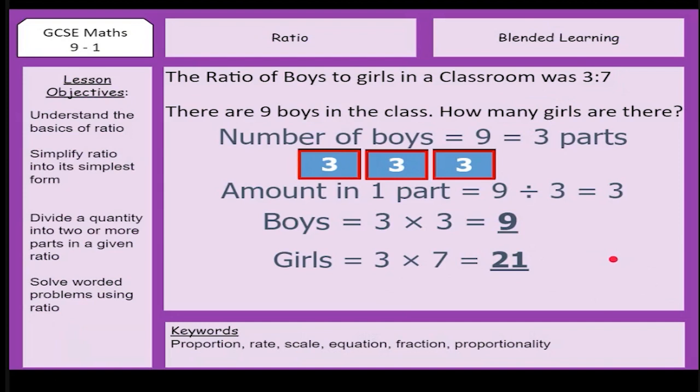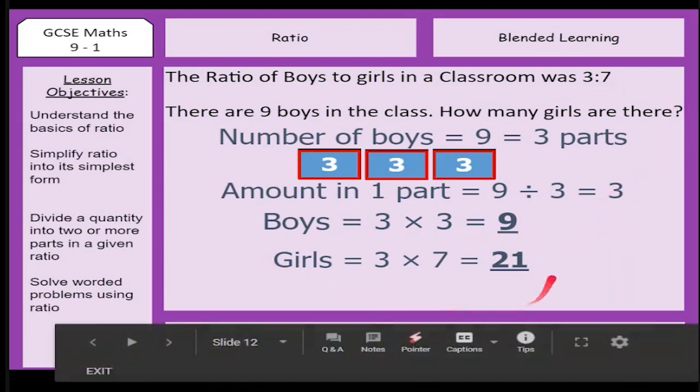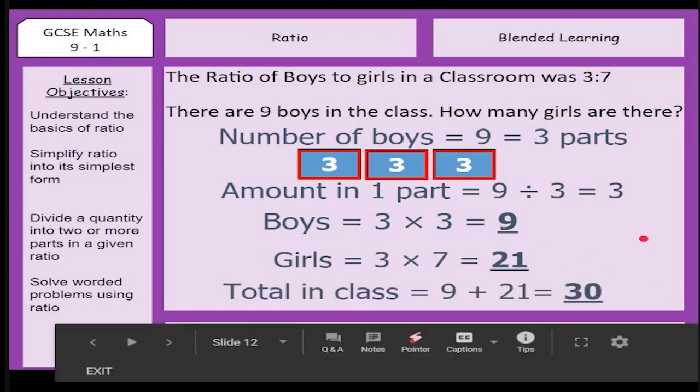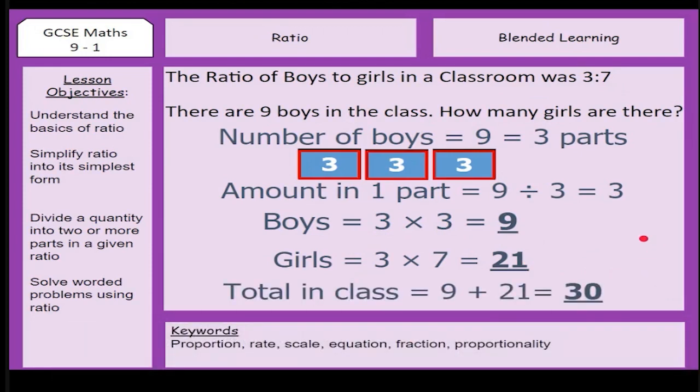Now, sometimes the question may say the ratio of boys to girls in the classroom was 3 to 7. There are 9 boys in the class. How many people or students or pupils are in the class? So what we need to do there is we need to get to this point to work out the girls. We then add the girls to the boys. So 21 plus 9 equals 30. So there are 30 students or pupils in the class.